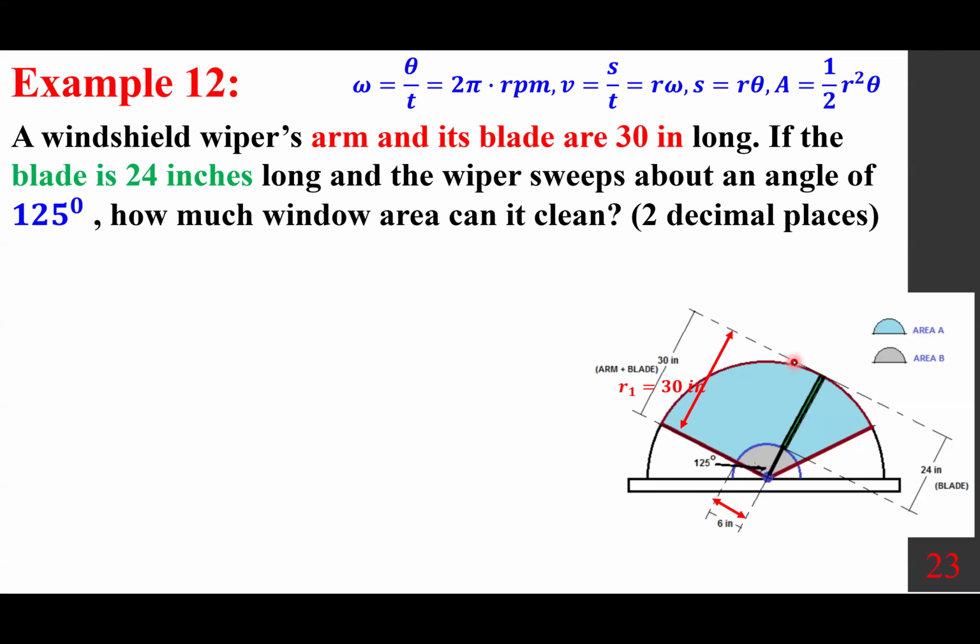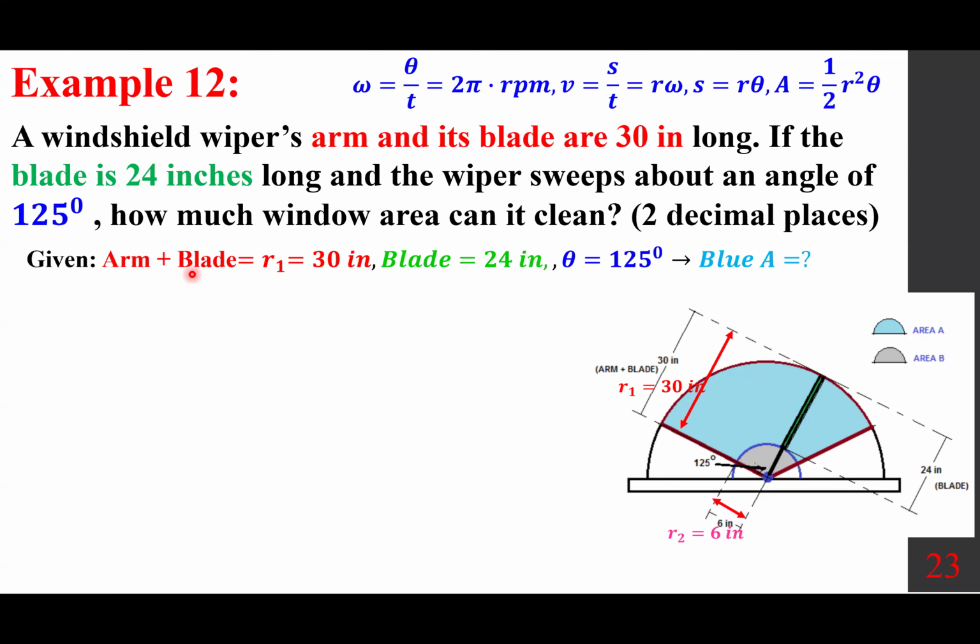So what is given? R2 is 6 inches. So arm plus blade, we call it R1, is 30 inches, blade is 24 inches, and theta is 125 degrees. We want the blue area. Please understand that when we use half of r squared with r being 30, it gives you the blue area plus the gray area. So we need to calculate the entire area and then subtract the gray area. So half of R1 squared theta minus half of R2 squared theta.